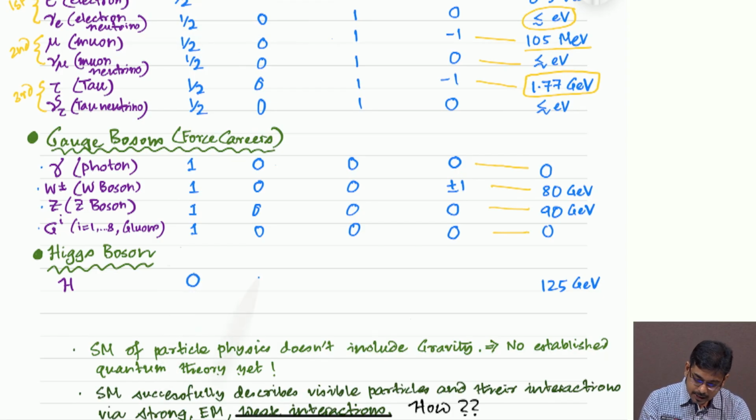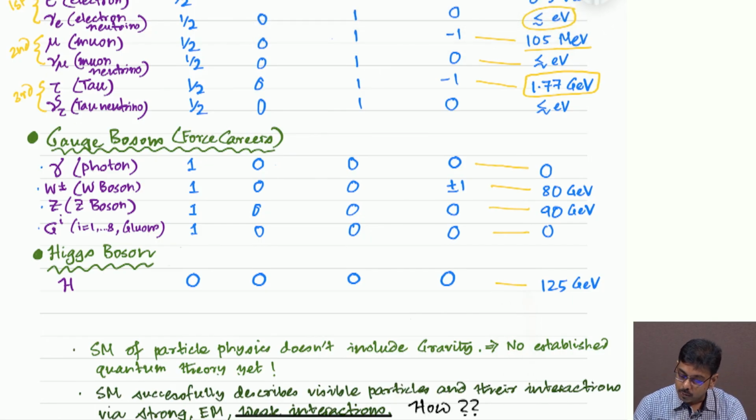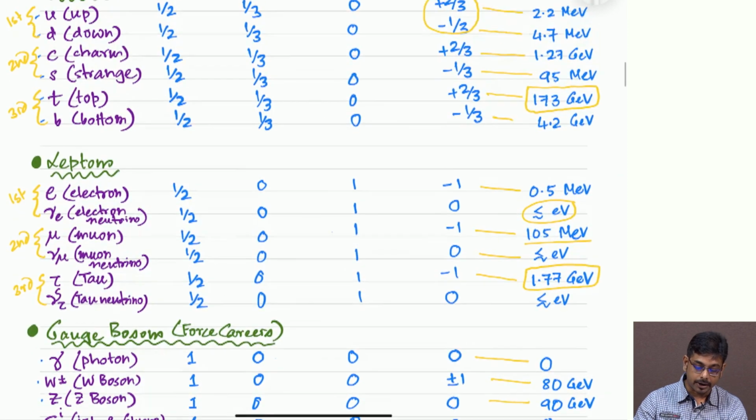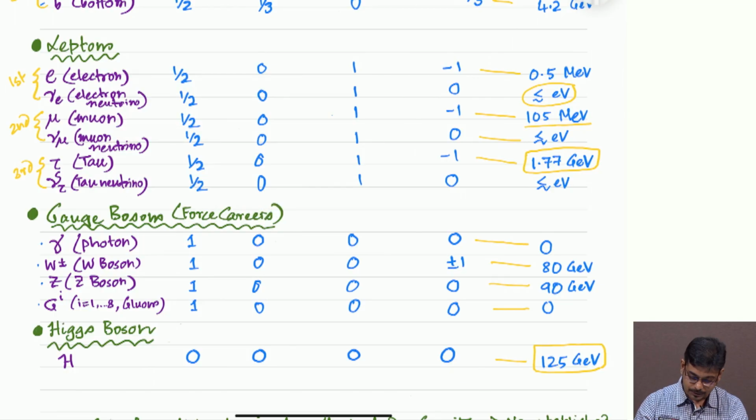a scalar. And once again, these are neither baryons nor leptons, so the baryon number and lepton numbers will be 0. The electromagnetic charge associated with the Higgs is also 0, and the mass of the Higgs boson, as we have measured, is of the order of 125 GeV, and this actually completes the list of standard model particles: the quarks, leptons, gauge bosons and the Higgs boson.